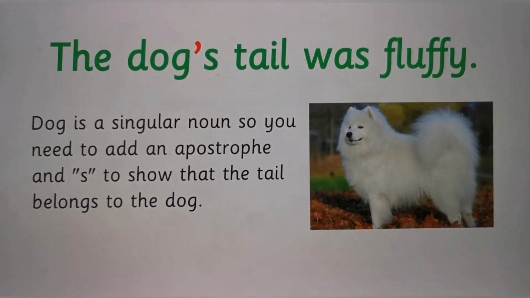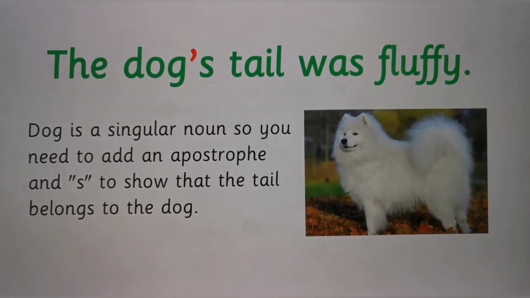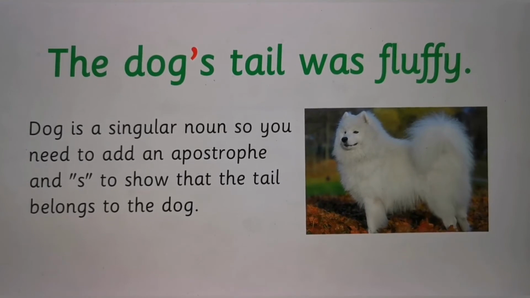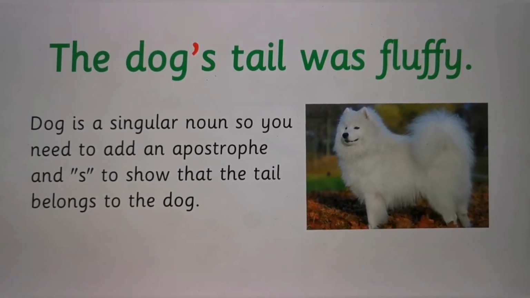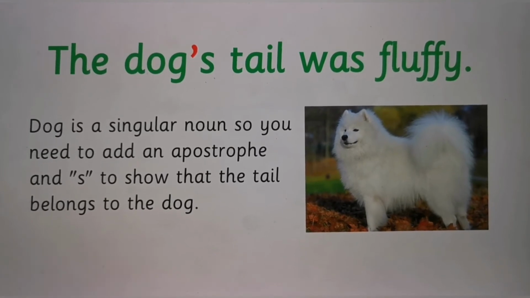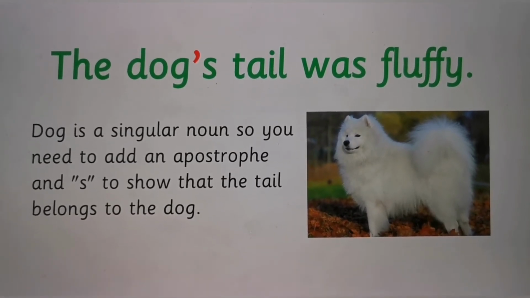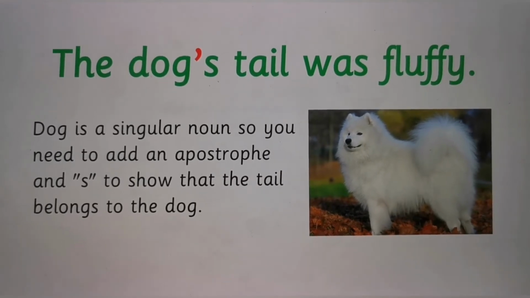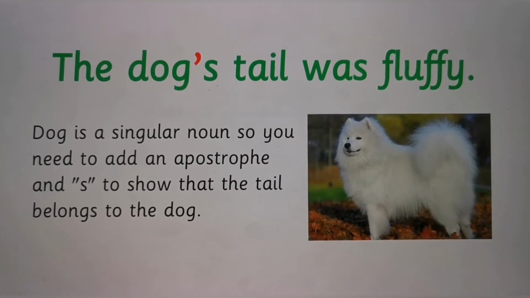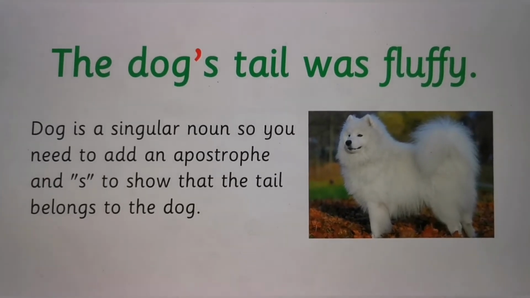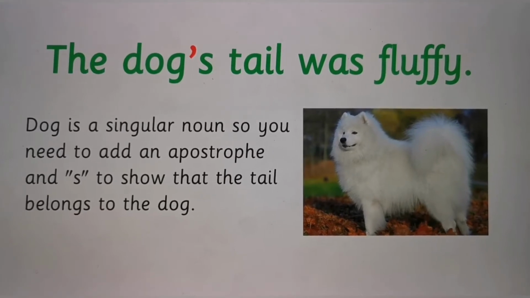For example, the dog's tail was fluffy. The tail belongs to the dog, and I know that because I've shown it with an apostrophe. In this example, the word dog is a singular noun. There's only one dog. So we need to add an apostrophe as well as a letter S to show that the tail belongs to the dog. The dog's tail was fluffy.